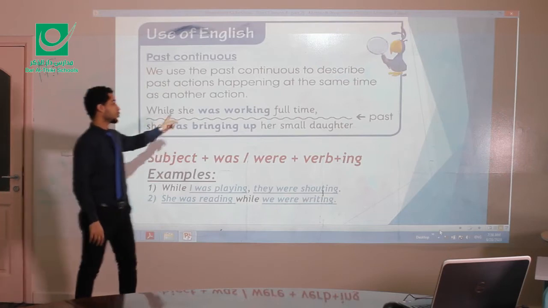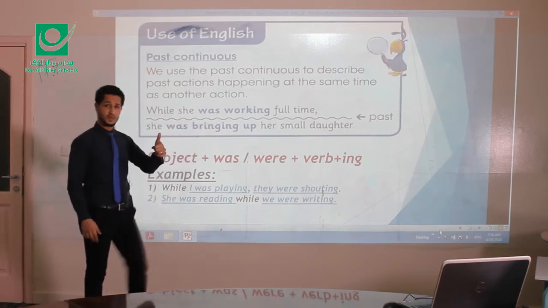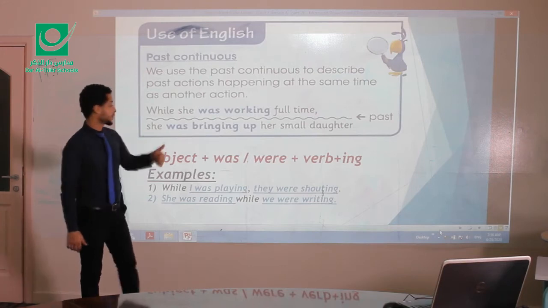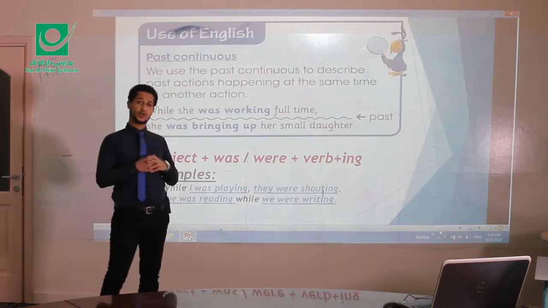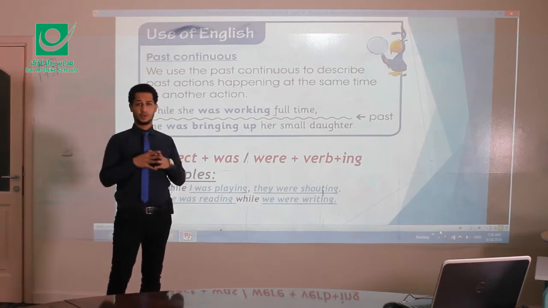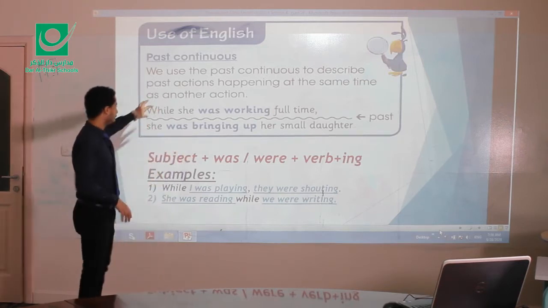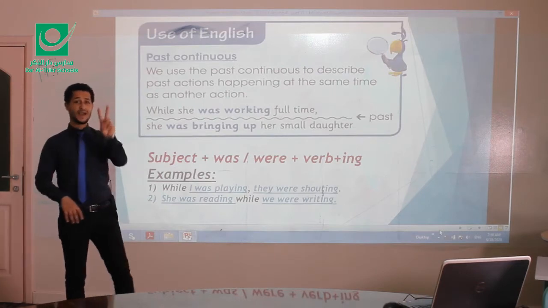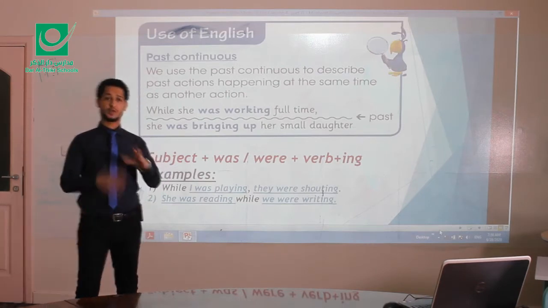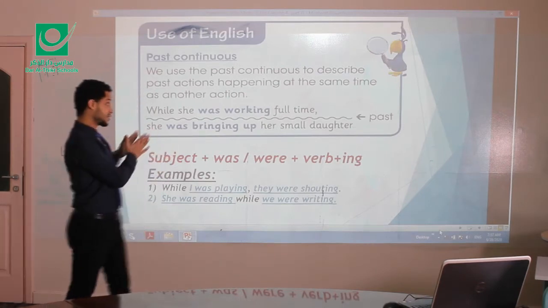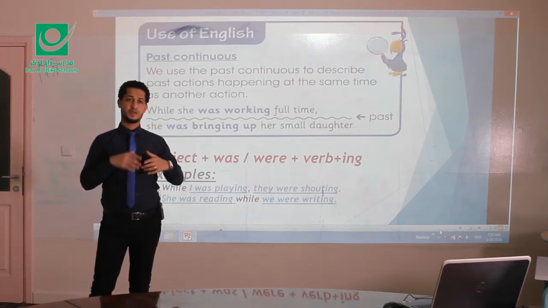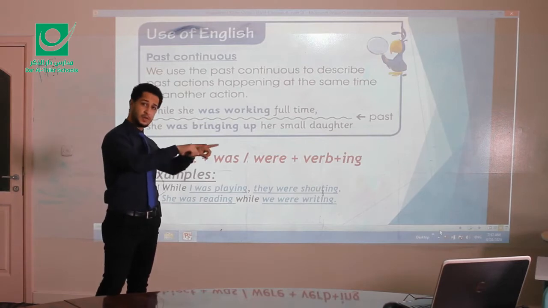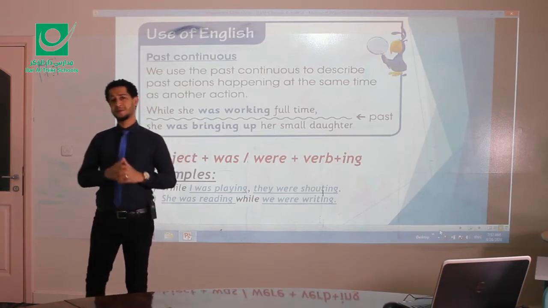Okay? She was working full time. This is the first action. And she was bringing up her small daughter. This is the second action. So as we said, while connects two actions or two sentences. The two sentences, as you see, are past continuous. Why? Because they were continuous together in the past for a period of time.